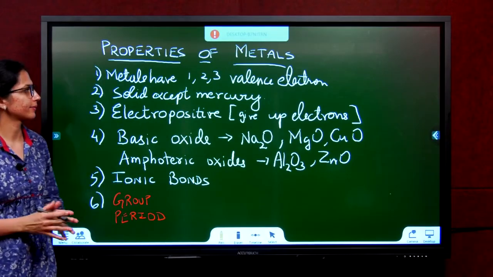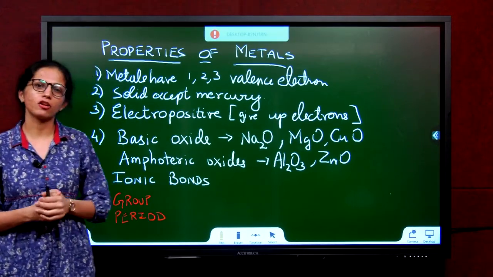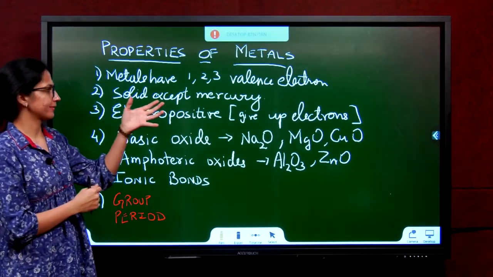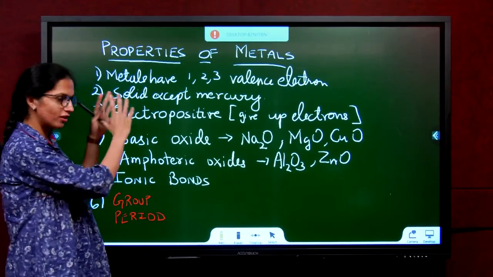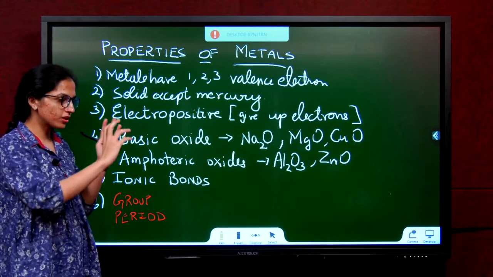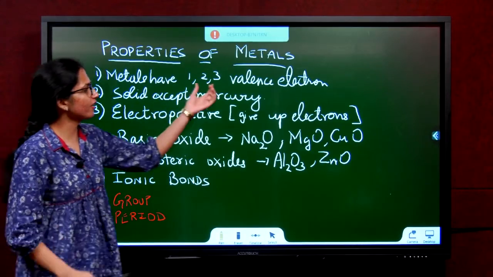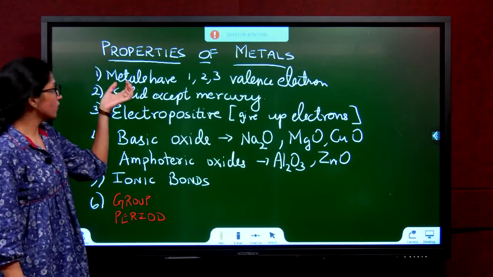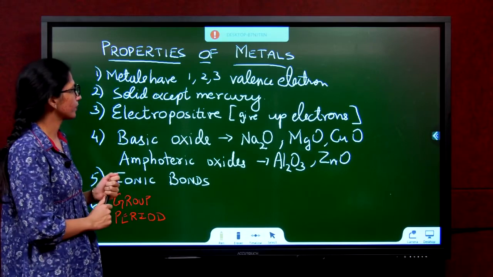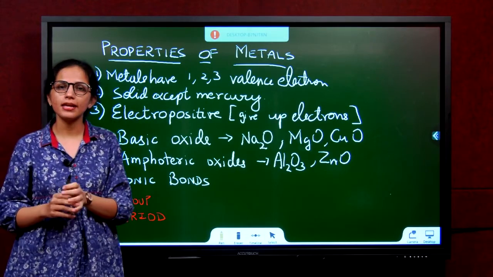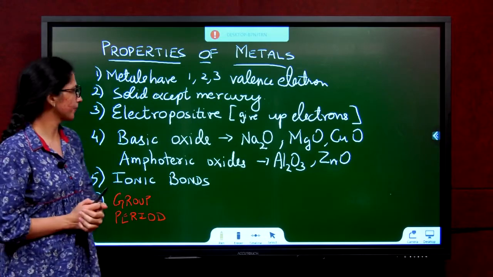Properties of metals. Now, we are going to study the properties of metals and non-metals. Metals, we already saw in the periodic table, and you saw all the green part. Whoever were metals had either 1, 2 or 3 electrons in their valence shell. So metals have 1, 2 or 3 valence electrons. All metals are solid except mercury. Mercury is the only metal that is liquid.